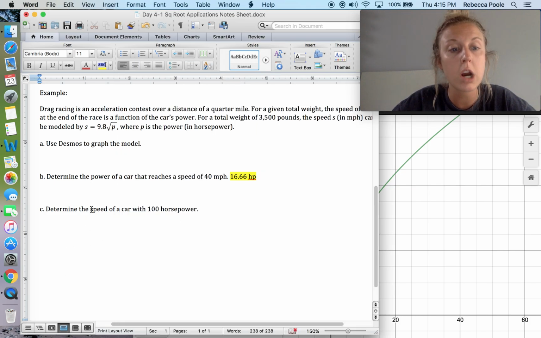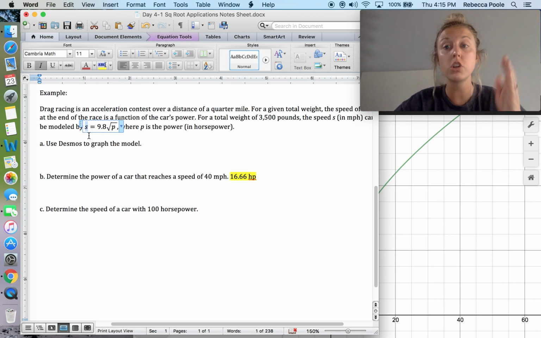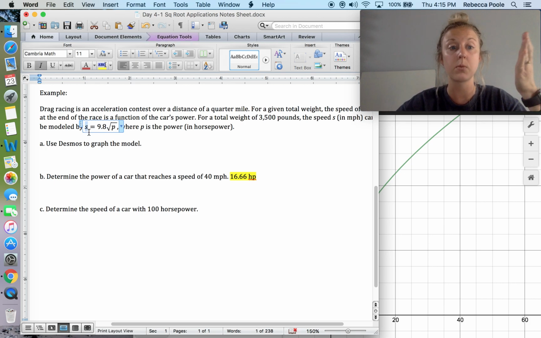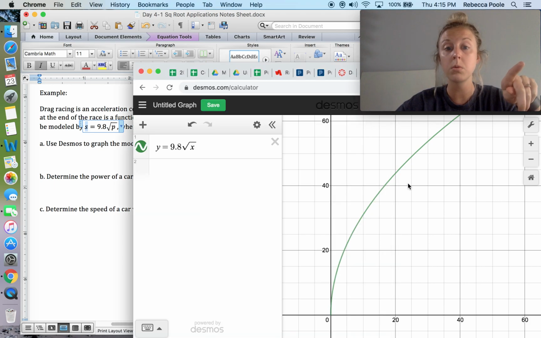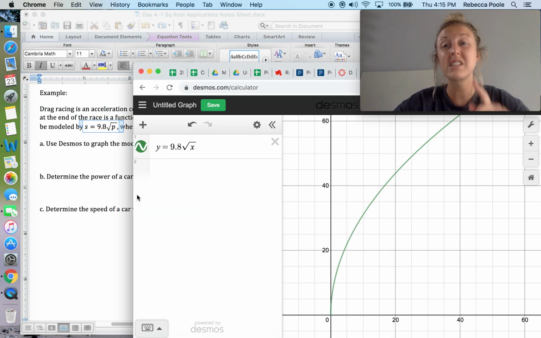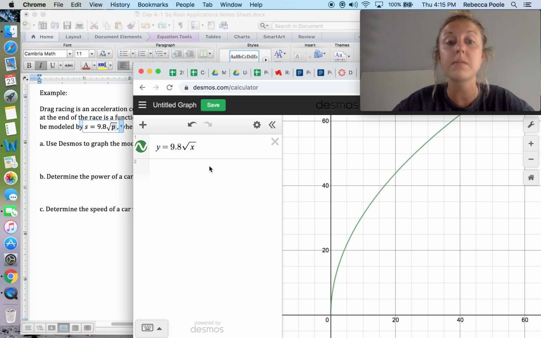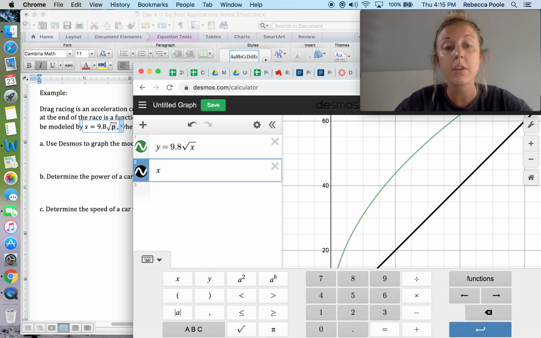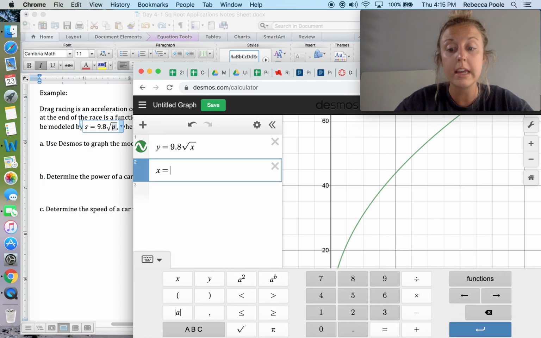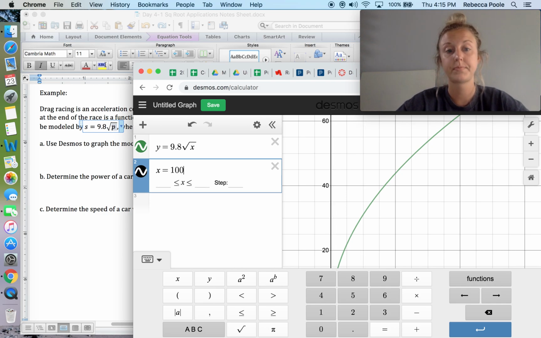It says determine the speed. So this time we don't know the speed. So remember what you typed into Desmos. You typed in y equals. So we don't know the y value, which means they should have given us the X or the independent. So let's keep reading. Determine the speed of a car with 100 horsepower. So yes, they did give us the P, which was the independent variable. So they gave us, for this one, that the power, the independent X, should equal 100.